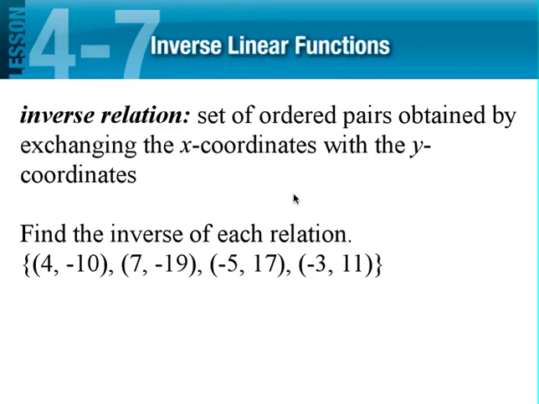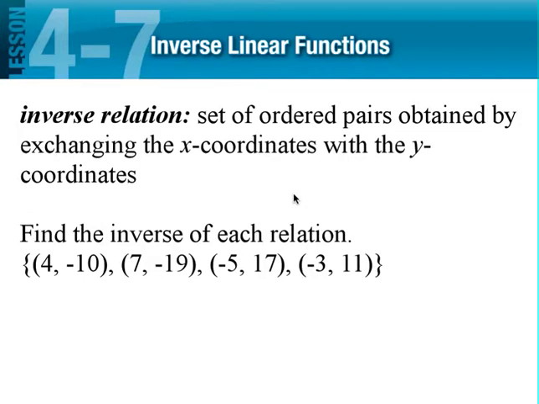First of all, we need to define what an inverse relation is. An inverse relation is a set of ordered pairs formed by exchanging the x coordinates with the y coordinates. So basically, the easy way to find an inverse is you flip the x and the y, and that's it.